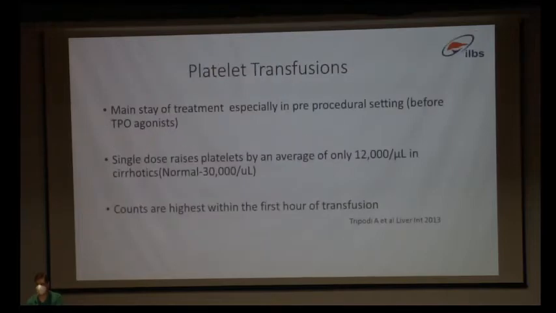So the first important one is platelet transfusion, and this has been the mainstay of treatment for a very long time, especially before the TPO agonists were actually in play. A normal single dose of platelets increases the platelet count by nearly 30,000, but in cirrhosis this comes down to 12,000. And normally the counts are highest within the first hour of transfusion, so if any intervention has to be planned, it has to be done within the first hour itself.